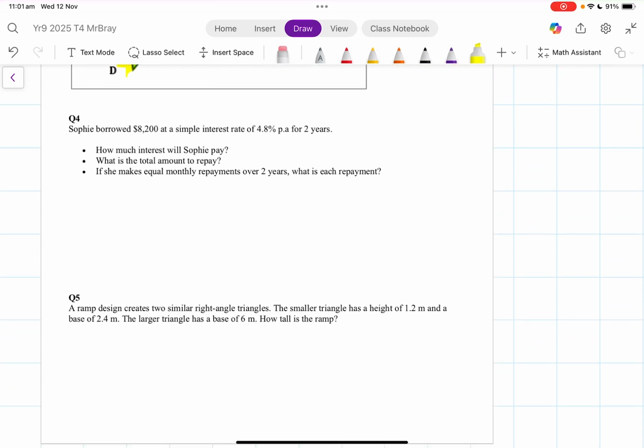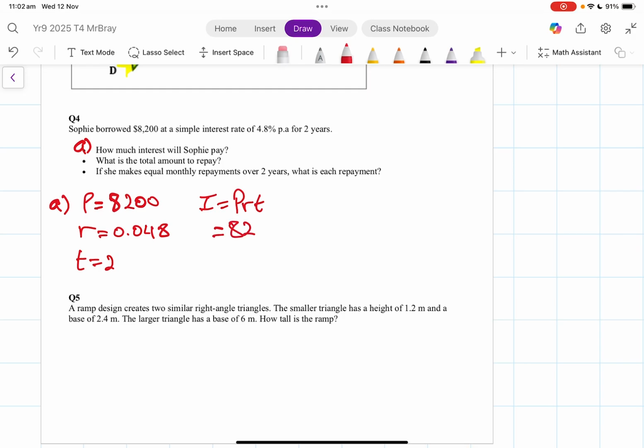All right, Sophie's borrowed $8,200 at a simple interest rate of 4.8% for 2 years. How much interest will Sophie pay? Let's start there. Let's pretend that's part A. For part A, we have P equals 8,200, R equals 0.048 and time equals 2. Putting that together into the formula, we get 8,200 times 0.048 times 2. And this will give me... just whilst I'm throwing this in, guys, just a reminder that you do need to be showing working out like this in the test for me to give you full marks, okay?